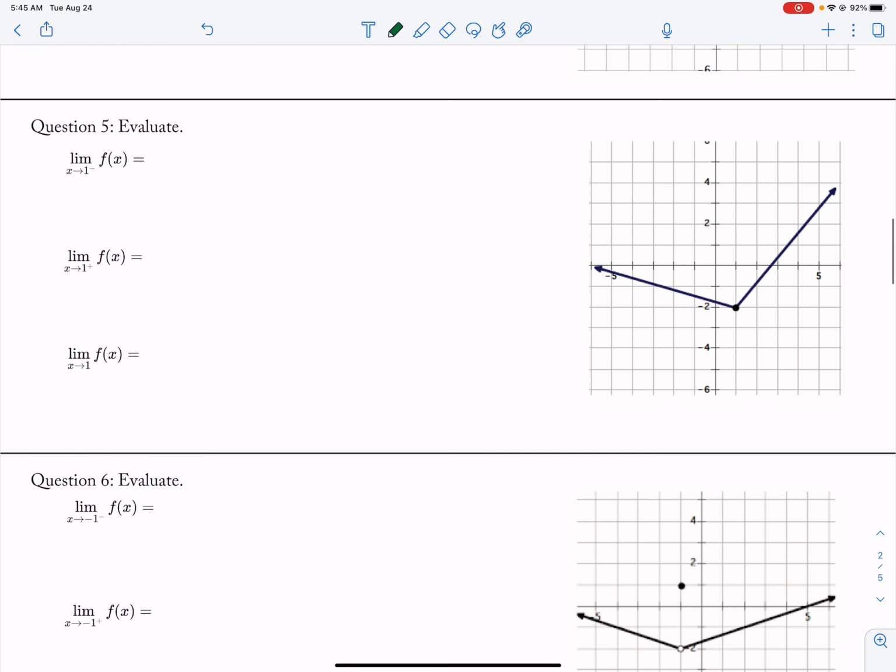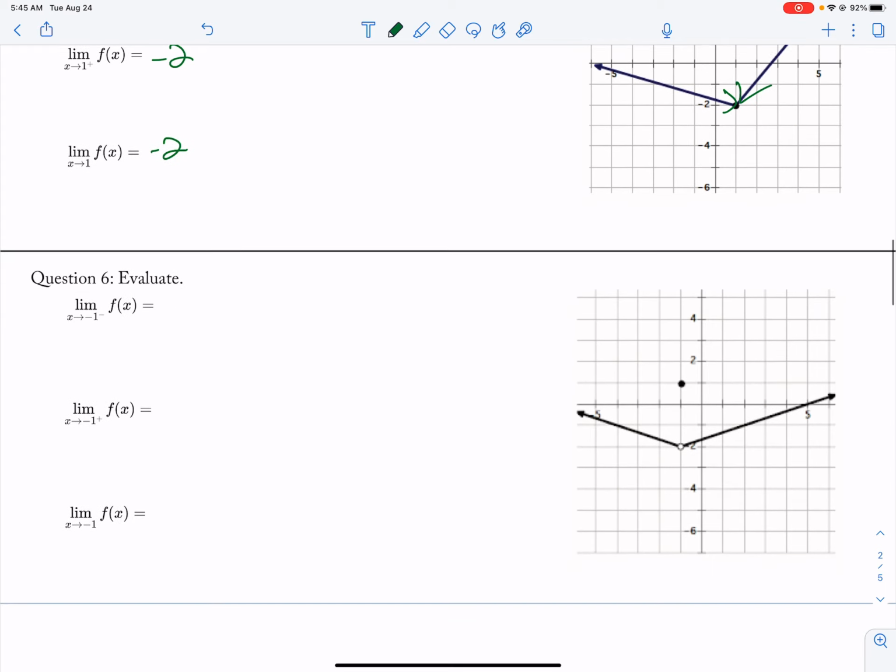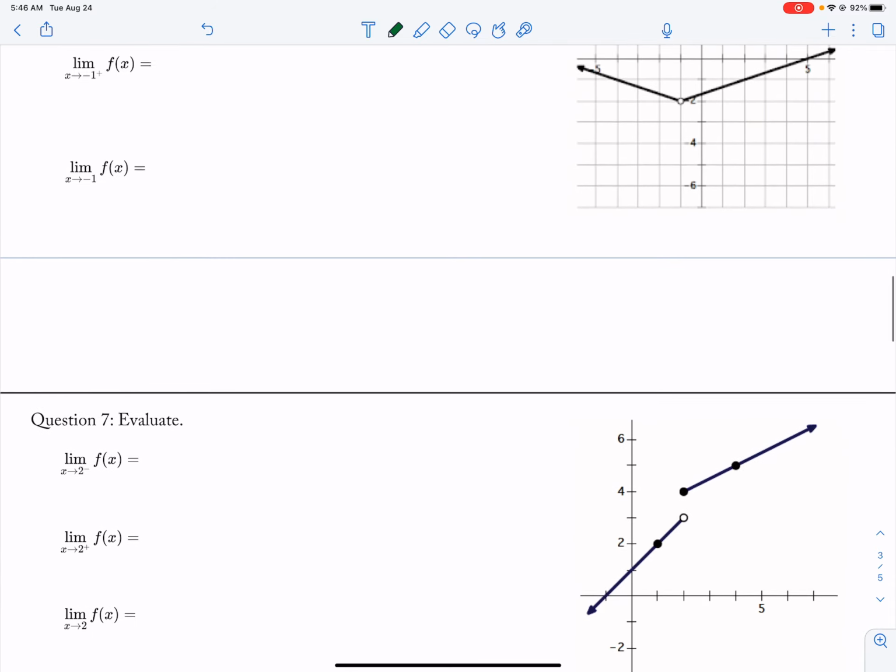Okay, and then 5: approaching from the left, I'm going to -2, approaching from the right, I'm also going to -2, so overall I'm at -2. And these are y values, so I'm approaching a specific y value, okay?